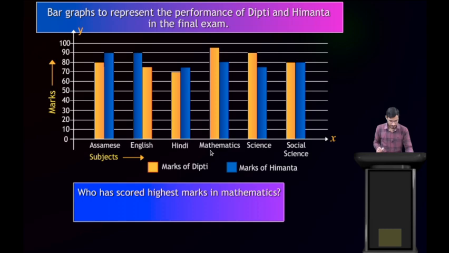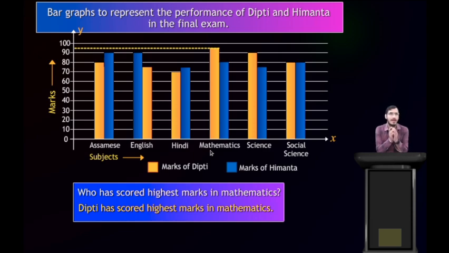Okay. Now, who has scored the highest marks in mathematics? Can you tell me who has scored the highest marks in mathematics? Yes, you can see here the yellow bar, that is Dipti, so that means Dipti has scored the highest marks in mathematics. And that is 95. Okay, Dipti has scored the highest marks in mathematics.